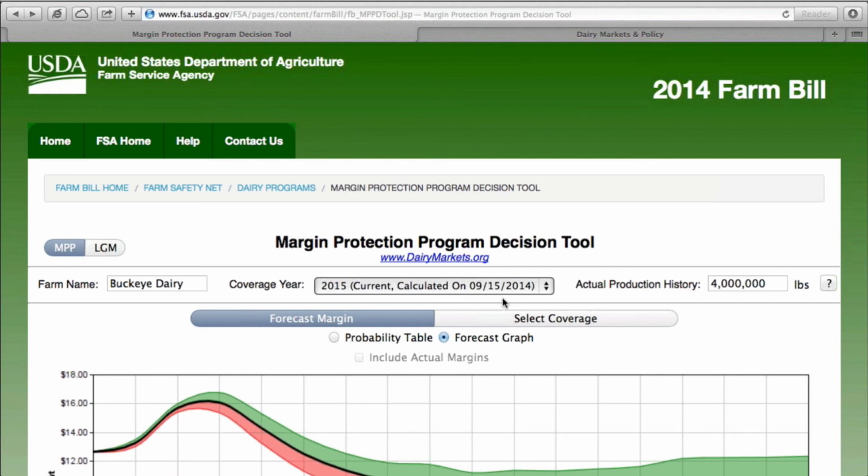A dairy farmer has an opportunity to go out and lock in higher margins, either through forward contracting, futures markets, or LGM dairy, than those that are offered under MPP. But MPP is a safety net that puts a floor with respect to these national margins on what type of risk you have to sustain on the farm. So it's not going to cover all of it, but it does cover some of it.